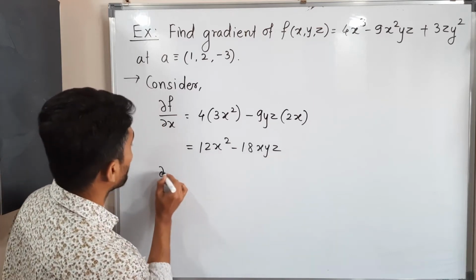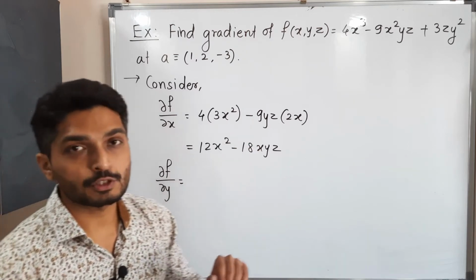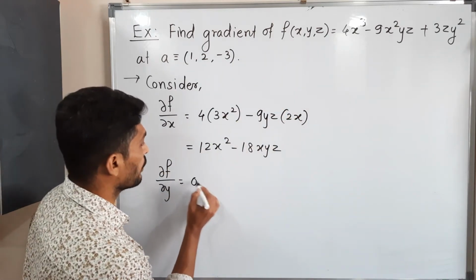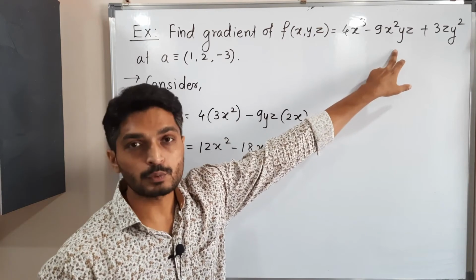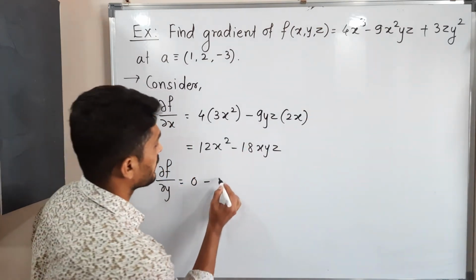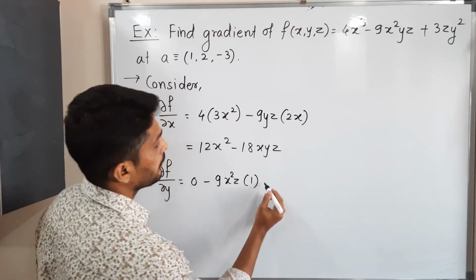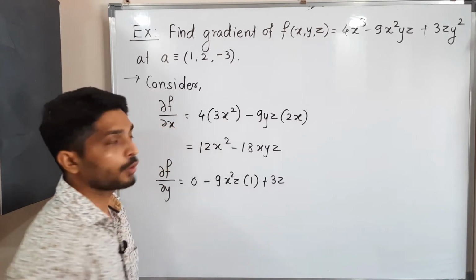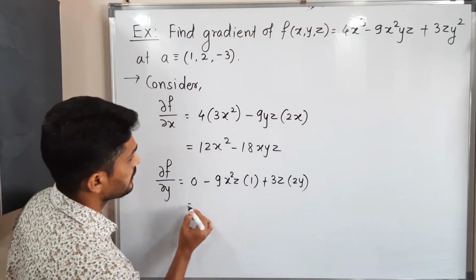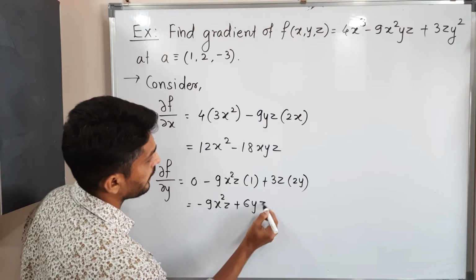So our final answer is 12x square minus 18xyz. After that we will find derivative of f with respect to y. There is no y in the first term, so its derivative will be 0. Minus, here there is y, and the remaining terms are constants, terms of x and z. So 9x square z, derivative of y is 1, plus 3z is constant, derivative of y square is 2y. So this is minus 9x square z plus 6yz.